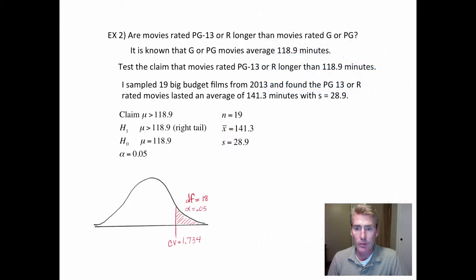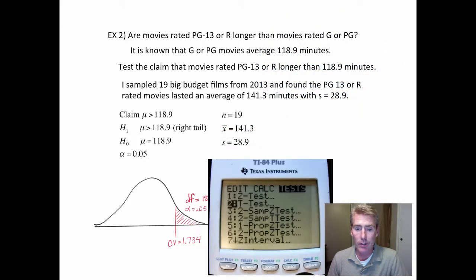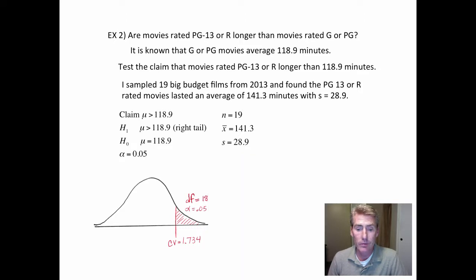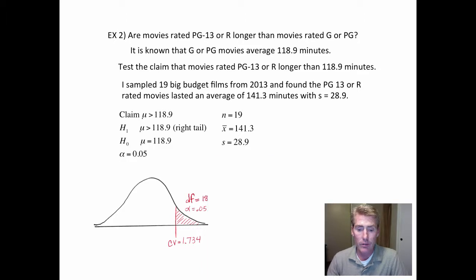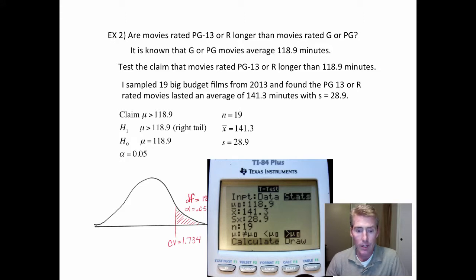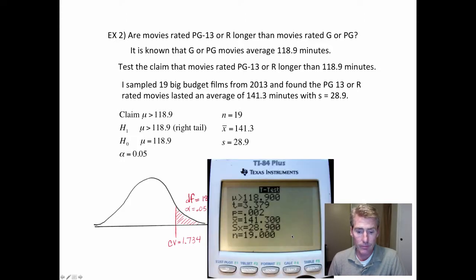Okay, done with the table. Now time for the calculator. So it's going to be a t-test. Type in the sample data. So, whoops, that's a little too fast there, buddy. So type in the number from the claim, the sample data. Make this a right-tailed test. And so it turns out that t is 3.379.